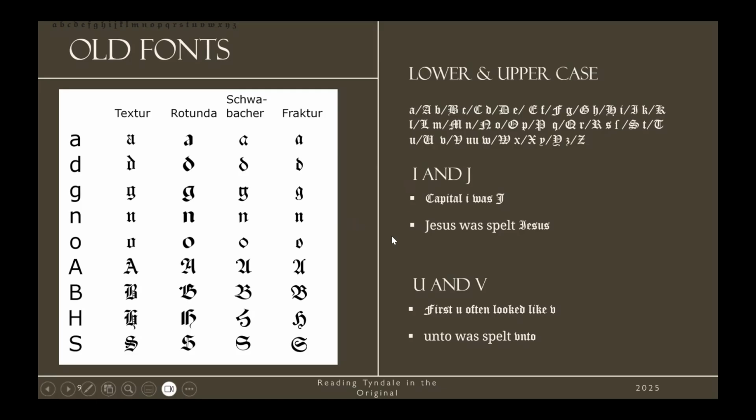The other thing is that U and V look pretty similar, and they were pretty much used interchangeably. And if you put two U's together, that became a W, and that then became our letter W. But in those days, there was no V and no W in the alphabet. It was just a U.